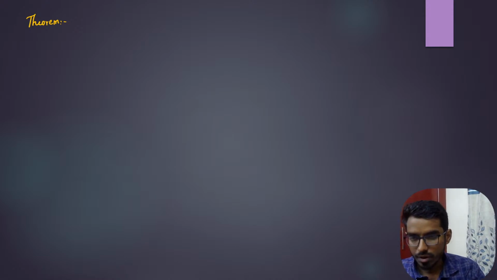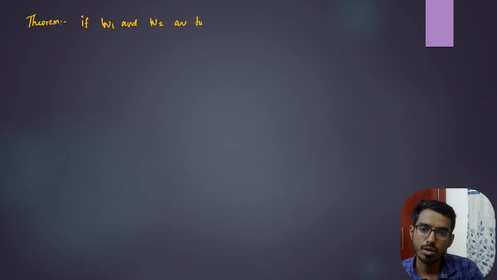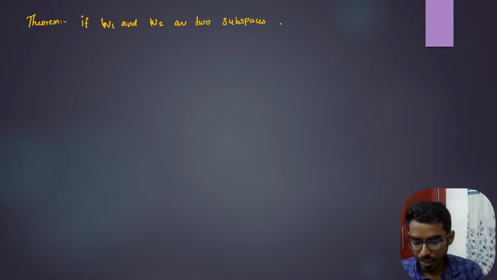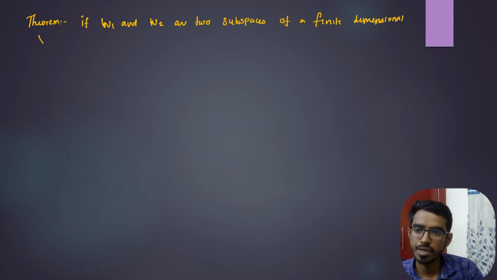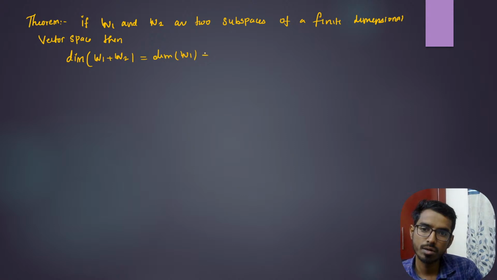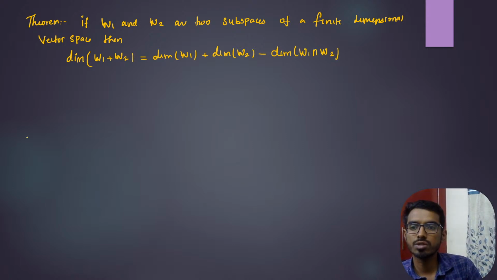So what this theorem says is, if W1 and W2 are two subspaces of a finite dimensional vector space, then the dimension of W1 plus W2 is the same as the dimension of W1 plus the dimension of W2 minus the dimension of W1 intersection W2. So this is what this theorem says, right?